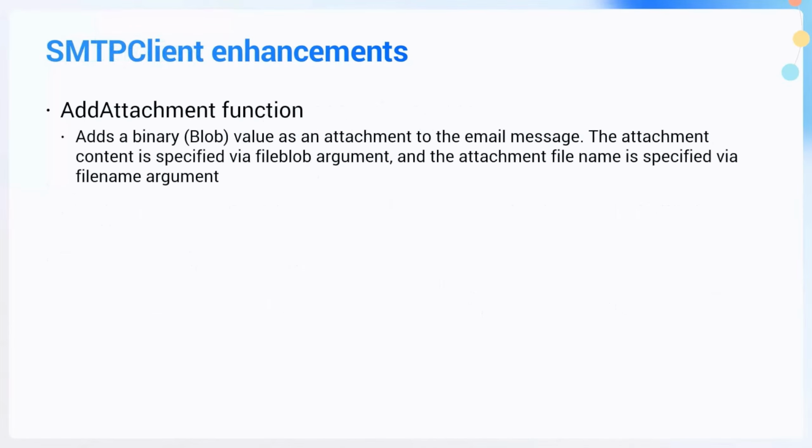SMTPClient has been enhanced. The add attachment function now has the option to provide a blob rather than a file as the attachment. So there's a file blob argument, and then there's a file name argument, which allows you to provide the name.